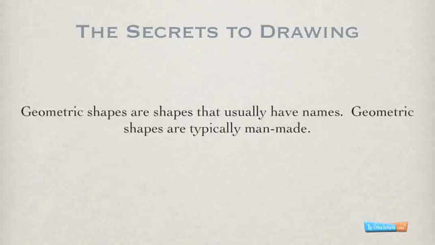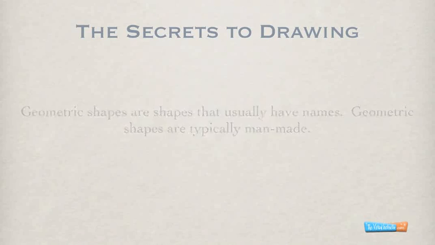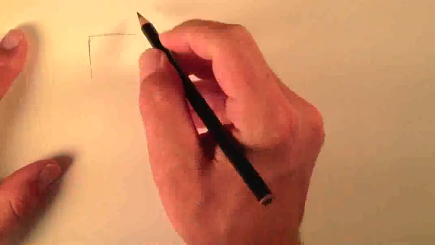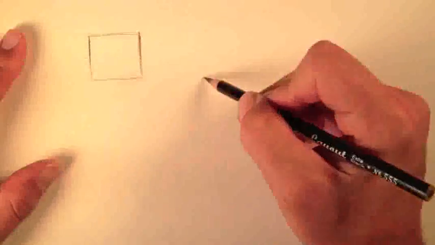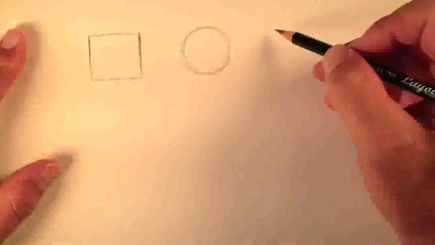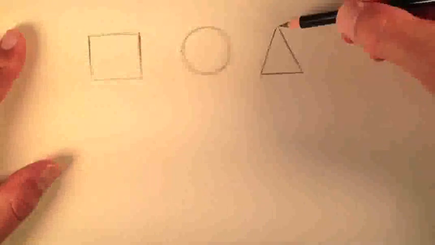The first type of shapes are called geometric shapes. Geometric shapes are shapes that usually have names associated with them. Geometric shapes are also typically man-made, and oftentimes they have mathematical formulas associated with them. Geometric shapes include shapes like a square, a rectangle, a circle, a triangle, a star, and so on.